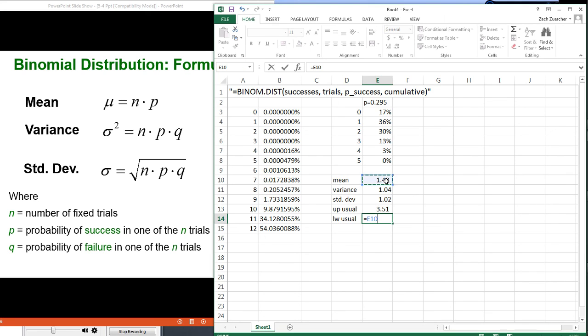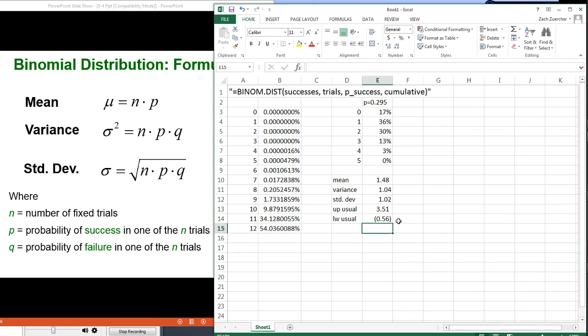And then we're going to take 1.48 minus 2 times the standard deviation, and that's negative. Okay, negative 0.56. And that would make sense that it's negative, because if you're at 1.48 and you subtract twice the standard deviation, that's going to be 2.04. That's larger than 1.48, so you get negative.